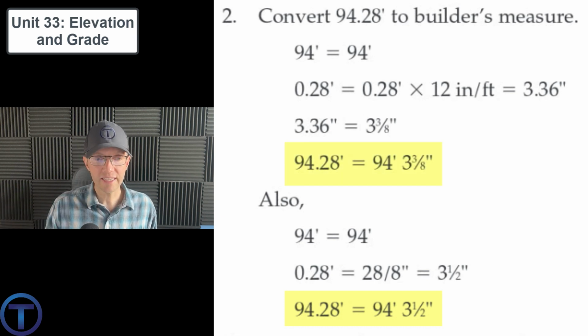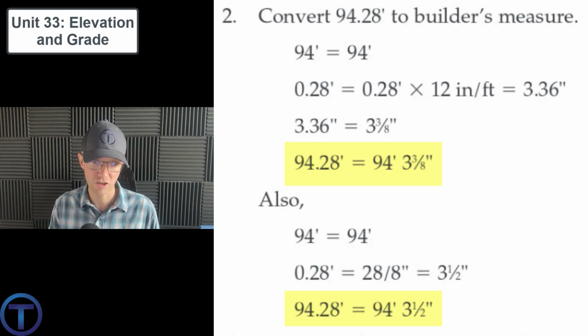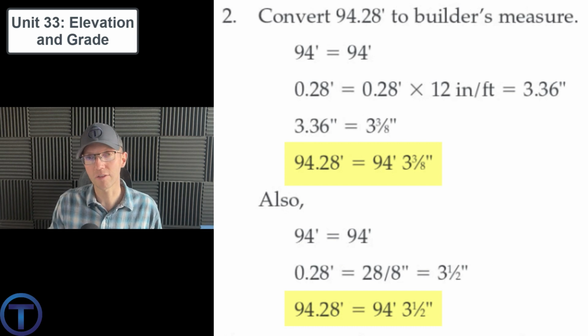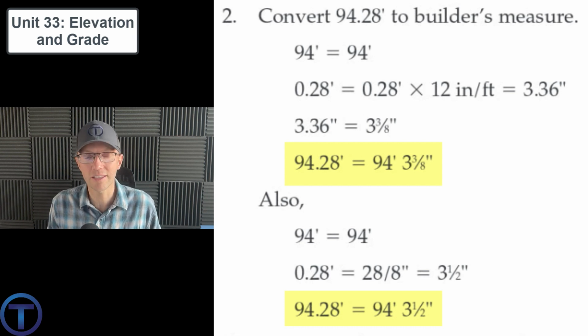Now, you and I can see that there's a difference here. What we calculated before was 94 foot 3 3/8 of an inch. Here, we're coming up with 94 foot 3.5 inches, or that's 4/8 of an inch, right? Our difference between those two is 1/8 of an inch. When it comes to actually measuring out there, does it really matter? Do we really care that much about 1/8 of an inch?